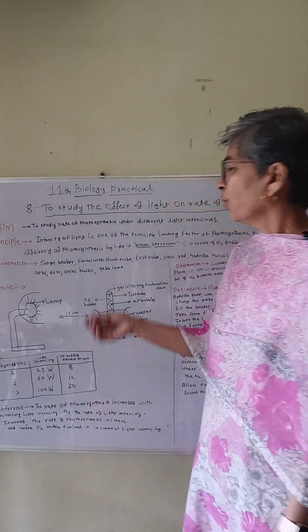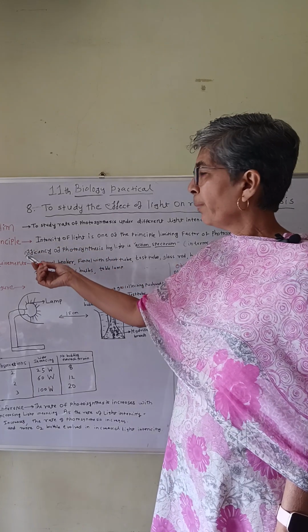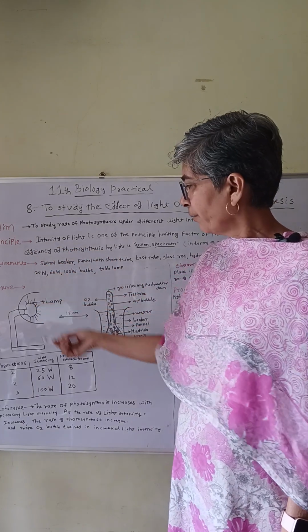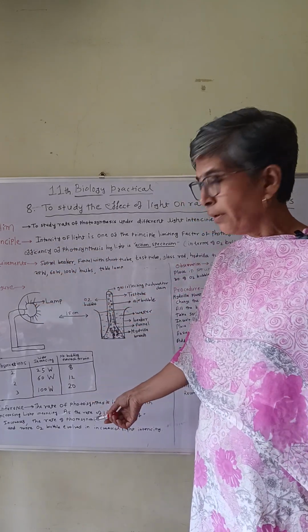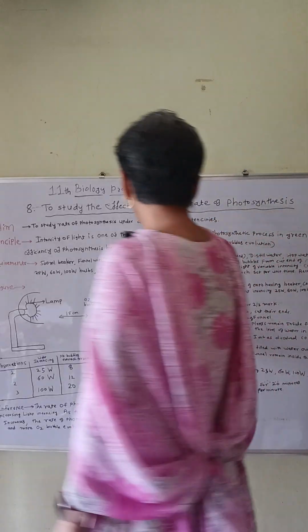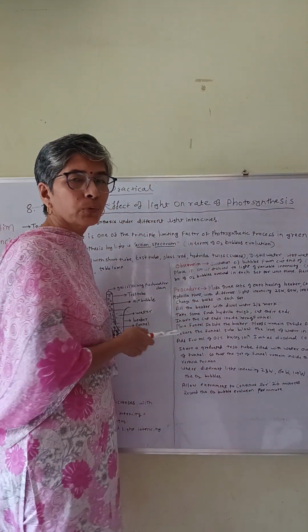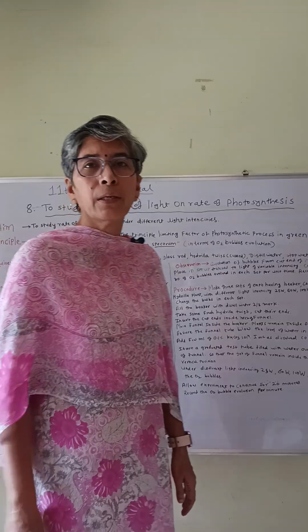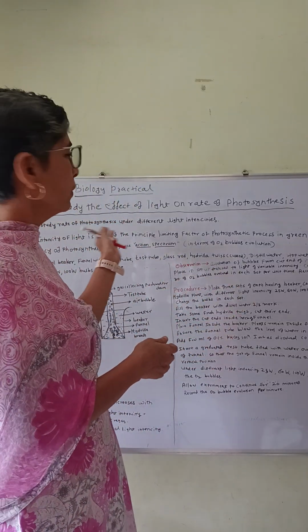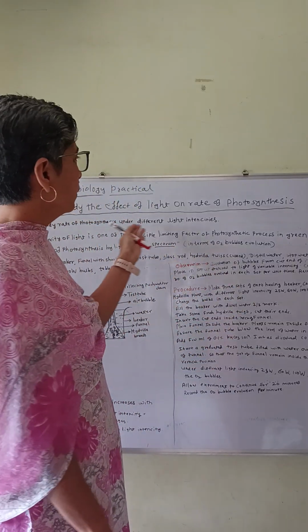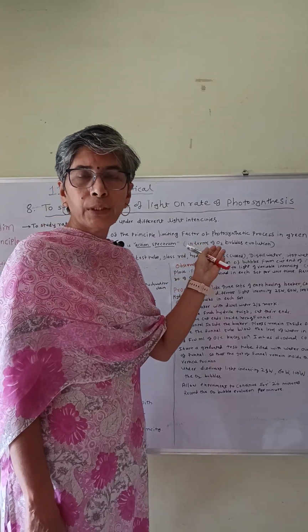So I told you about the aim, principle, requirements, figure, observation table, inference, observation and procedure of this practical. So this is about the rate of photosynthesis.